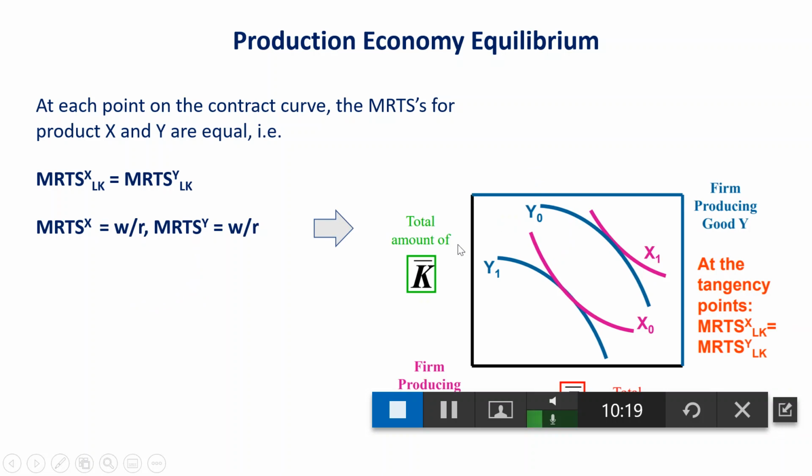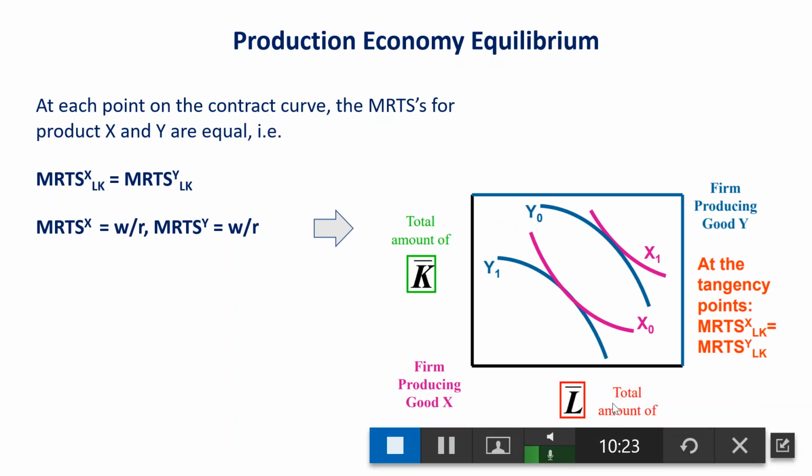Looking at the graph, you have the total amount of capital and total amount of labor, and the X production curve will be tangent to the Y production curve. At the tangent you will have the marginal rate of technical substitution, which will be W by R, wage divided by rent.